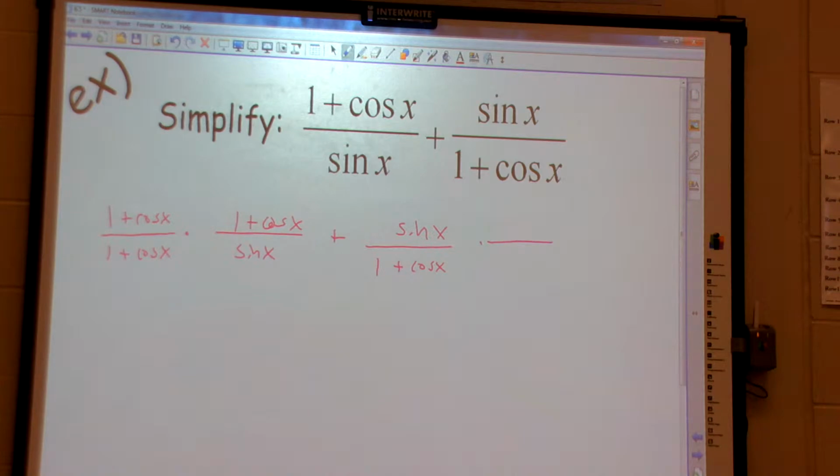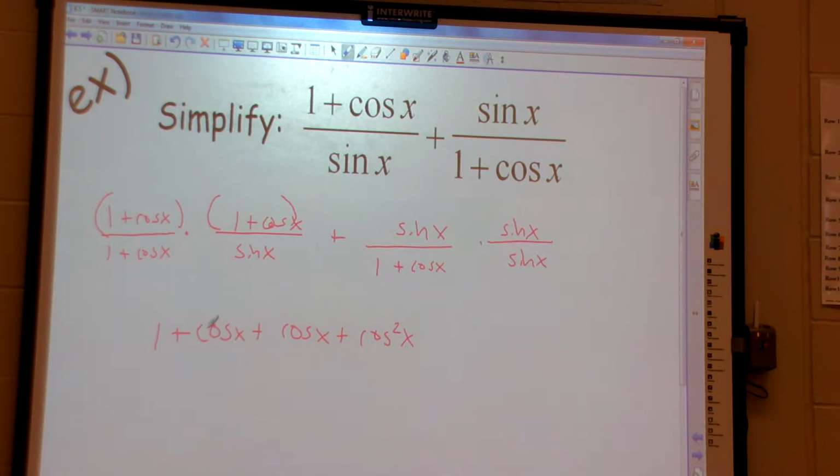This side needs sine x. And for those who are going, what? I don't understand where we get that. Remember, the surefire way to find a common denominator is to multiply by the other side, correct? That's exactly what we're doing. So on this fraction right here, it's multiplication, correct? You better FOIL up top. Okay? You better FOIL. So up top I would get 1 plus cosine x plus cosine x plus cosine squared x. I probably wrote way too big, but we'll see.